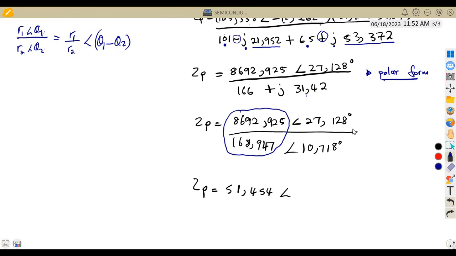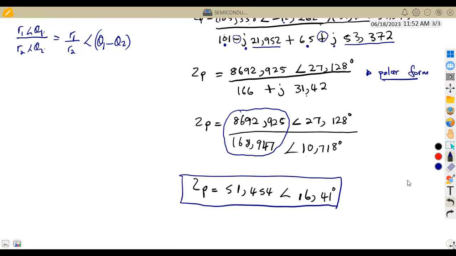So these are your angles. You're going to subtract: that is 27.128 minus 10.718. If we subtract these two angles, we are going to obtain 16.41 degrees. All right, so this is our ZP, not the total, but the parallel combination, which is measured in ohms. And this is in polar form.